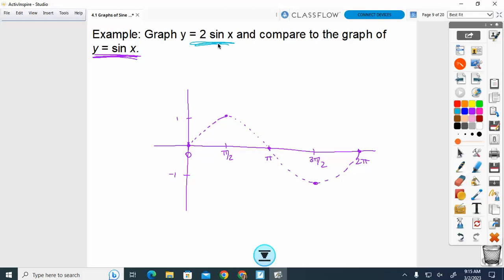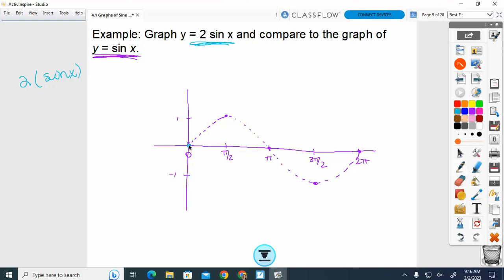Going to do 2 sin x. So this just means 2 times the sine of whatever angle. So what is the sine of 0? Sine of 0 is 0, times 2 is still 0.